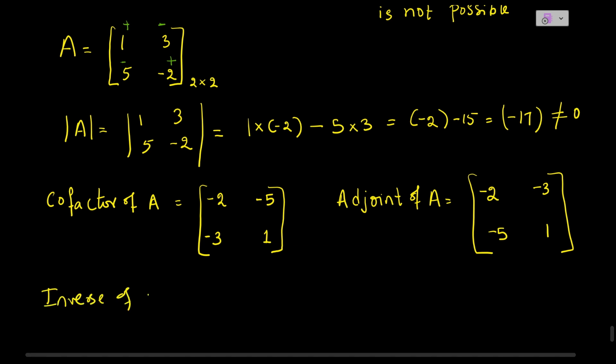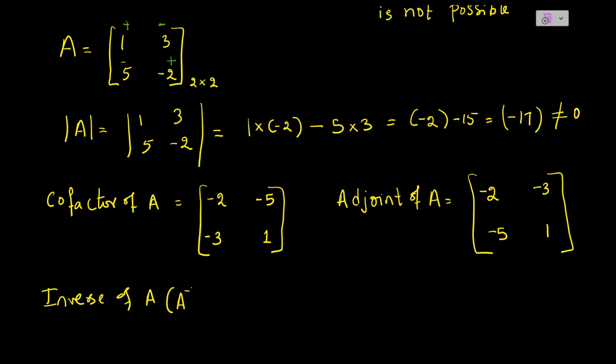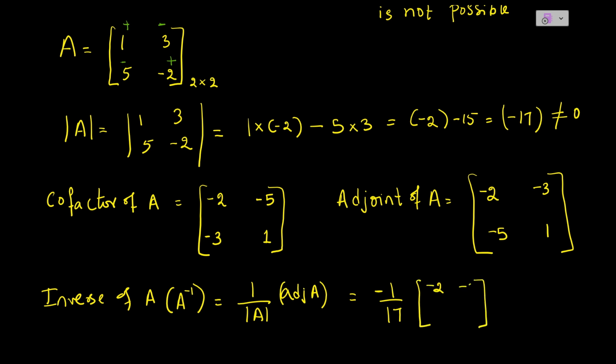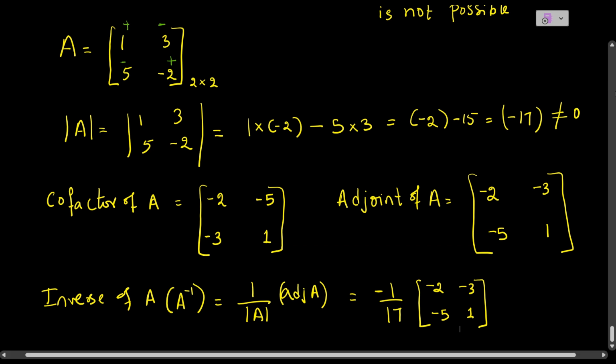Now let us find the inverse of A, that is A inverse. So what is the formula? 1 by determinant of A into adjoint of A. What is the value we got? Minus 17. So minus 1 by 17, and the adjoint of A is minus 2, minus 3, minus 5 and 1. Did you understand, students? This is how we are going to find the inverse of a matrix.